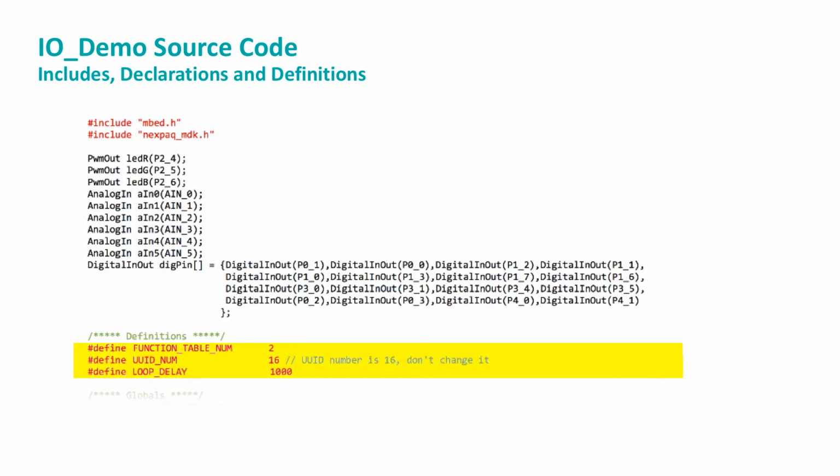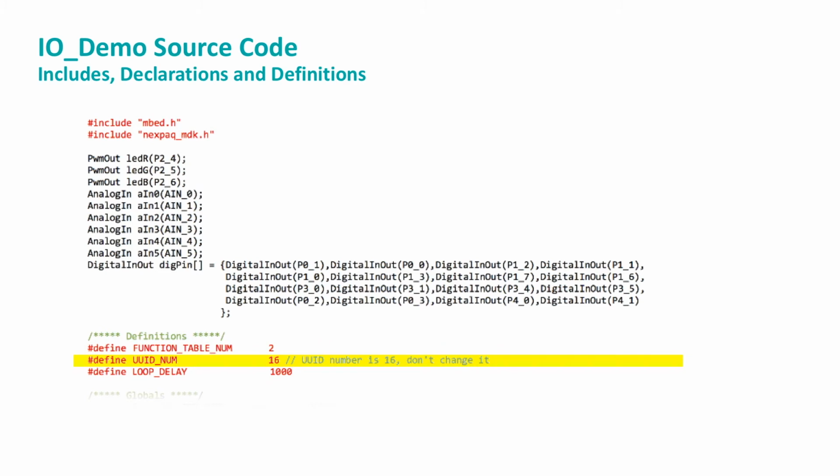The next section you'll encounter is the definitions section. This is where we'll define any important constants that govern the operation of the module. In this program, we define 3 constants. The first, function table num, is the number of different messages from the smartphone we'll be listening for. In this system, we'll listen for just 2 different command message types, one that will configure the color of the LED, and another message type that will configure a pin.